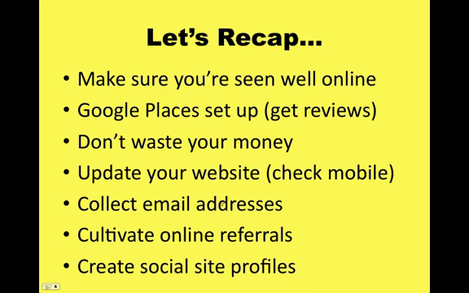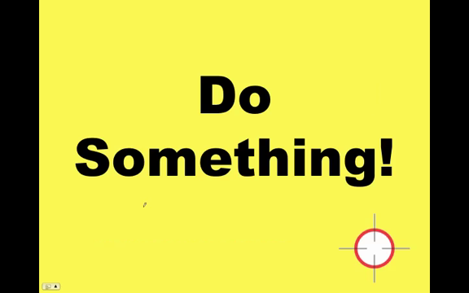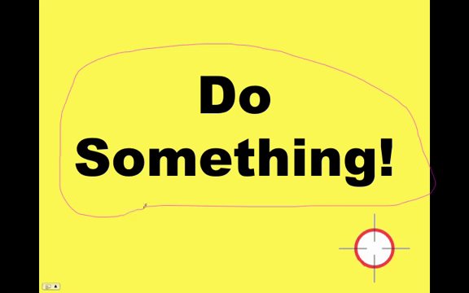So let's recap what we've talked about in these 10 mistakes here. You want to make sure that you're seen well online. You want to make sure that Google Places is set up. You want to be getting reviews. You want to make sure you're not wasting your money. You want to make sure you're updating your website and checking your mobile website to make sure that's showing up well in a mobile phone, in a mobile device. You want to collect email addresses. You want to cultivate referrals, and you want to create social site profiles. And the biggest thing, again, do something, okay? It can't hardly be wrong. You can go crazy and do some stuff wrong online, but by and large, it really isn't going to be wrong as long as you're getting some momentum and doing something.